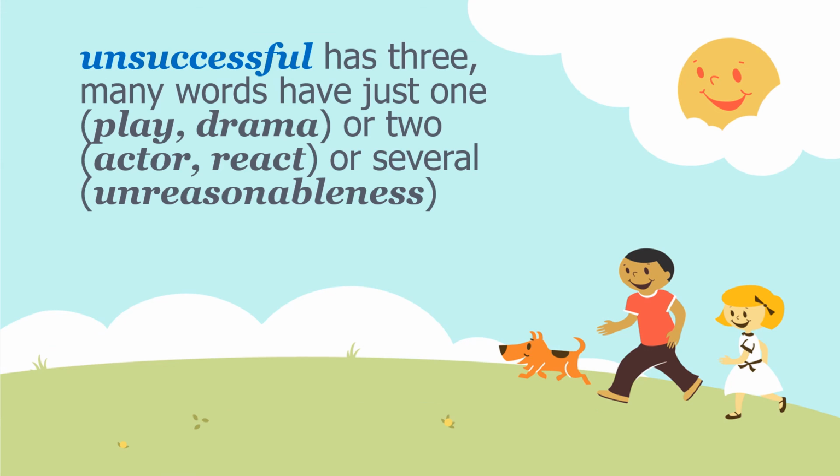There is no set number of morphemes in a word. While unsuccessful has three, many words have just one, examples, play or drama, or two, actor, react, or several, unreasonableness.